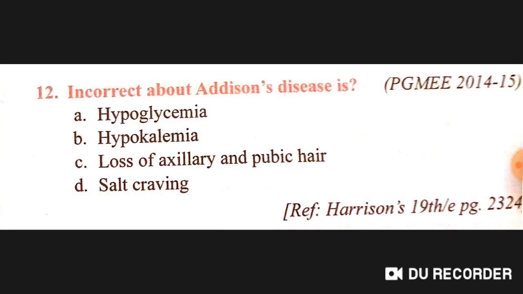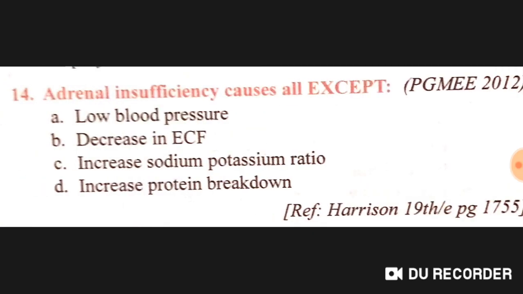Loss of axillary and pubic hairs, yes. And salt craving, as I already told, there is hyponatremia. Why? Because they can't retain sodium due to low aldosterone. Okay, now adrenal insufficiency causes all except: not enough steroids, not enough cortisol, not enough aldosterone, mineralocorticoids. So low blood pressure, yes. Decrease in ECF, yes. And increase sodium potassium ratio, this is false. The sodium potassium ratio decreases. Increase protein breakdown, of course, yes. So the answer here is C.